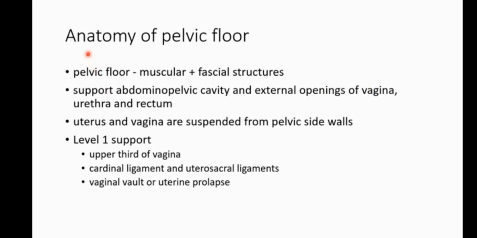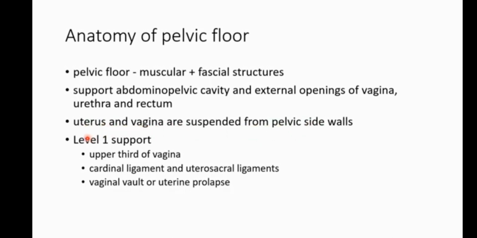Now, the anatomy of the pelvic floor is comprised of musculature and the fascial structures. Support of the abdominopelvic cavity and external openings, they all are the support, and also they make openings for the vagina, urethra, and the rectum. Now, uterus and the vagina are suspended from the pelvic side walls, and these supports are divided into different levels, that is level 1, level 2, and level 3.